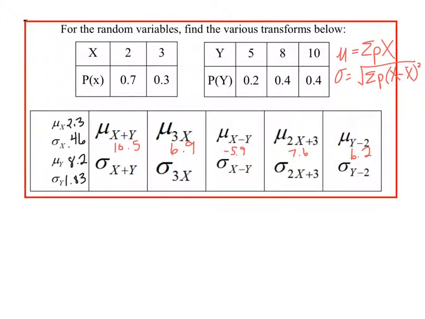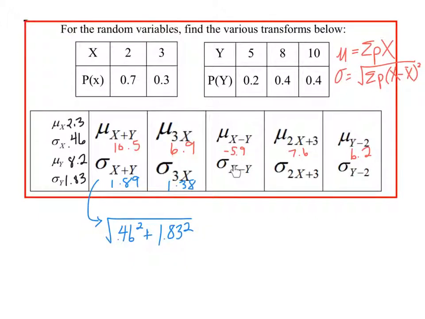Now, standard deviation. This is a little bit different. The formula, remember, we always work with variances. So what we do is we have to square our standard deviations to get back to variance, and then add them together, and then square root them to get back to talking about standard deviation. So if we do that, we get 1.89 here. Okay. Multiplying your standard deviation by 3, we really do just multiply it by 3. So it will be 0.46 multiplied by 3, which is 1.38.